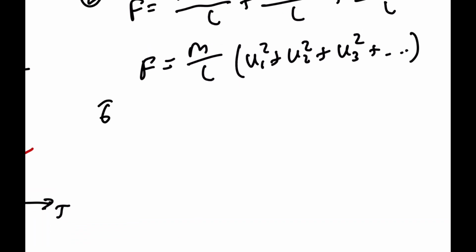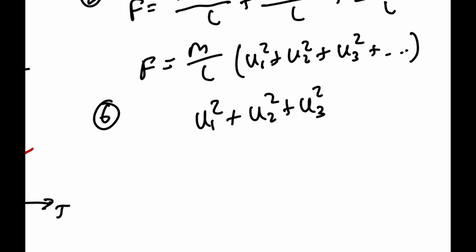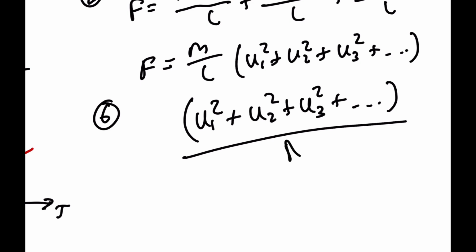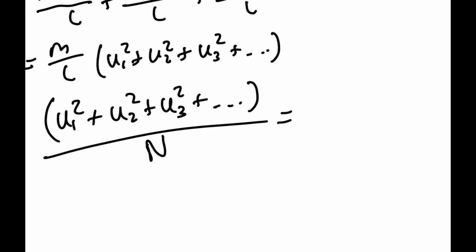Let's move on to step 6. And now we can use a formula for the mean square speed. So the mean square speed would just be the sum of square speeds, u1 squared plus u2 squared plus u3 squared, just carry on going, all over the number of particles, which we can write as u squared bar, which is the mean square speed.